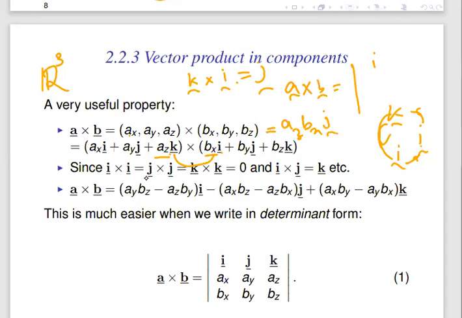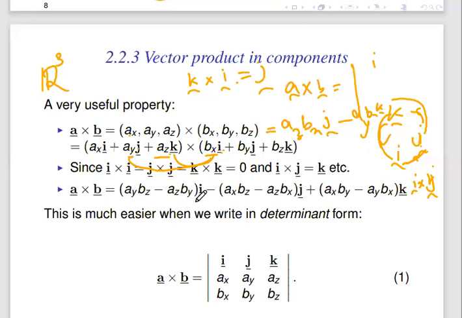Let's take the cross product of these two: J cross I. I cross J is K, so J cross I is negative K. So you get negative A Y B X K. Like that, you can write that.